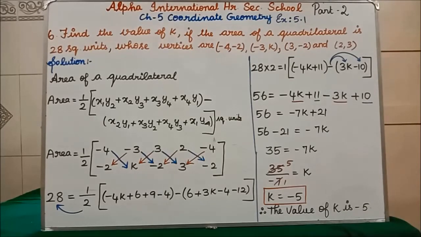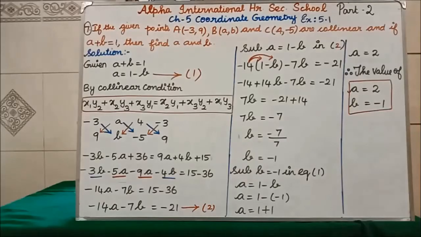Clear? Next we will see the seventh question. This is the seventh question. If the given points A(-3, 9), B(a, b) and C(4, -5) are collinear. Collinear means what I have told you. Can anyone tell me what do you mean by collinear?